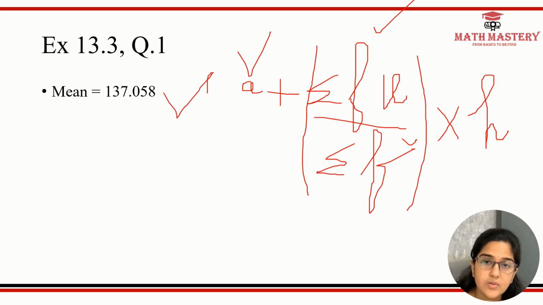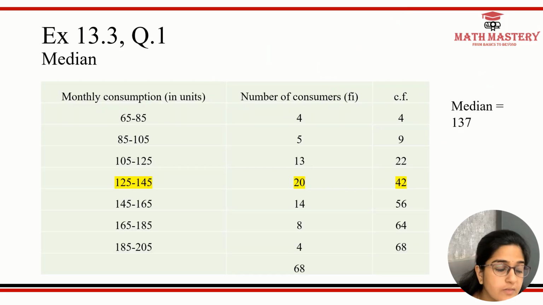Now we will move to the second measure of central tendency, the median. In order to identify the median, first we have to find out the cumulative frequency. Starting from the first class interval, the cumulative frequency is less than 85. For the first class interval, the cumulative frequency will be 4. For the second class interval, the cumulative frequency is less than 105, which is 5 plus 4, equal to 9. Similarly we have calculated the cumulative frequency for all the class intervals.